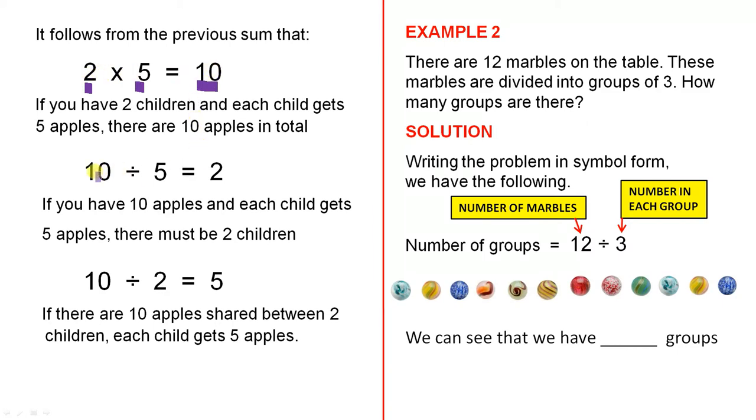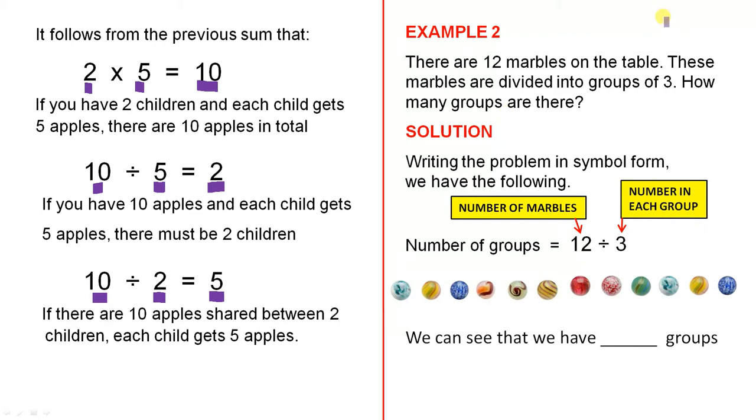The next one, 10 divided by 5 equals 2. If you have 10 apples and each child gets 5 apples, there must be 2 children. And finally, 10 divided by 2 equals 5. If there are 10 apples shared between 2 children, each child gets 5 apples.